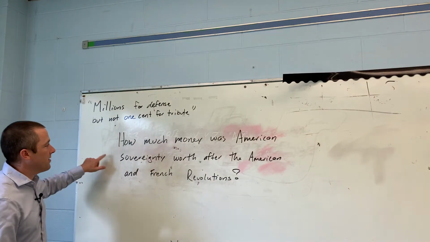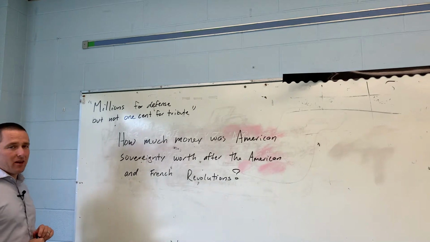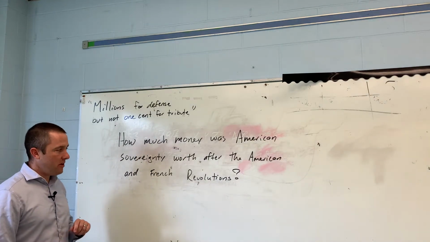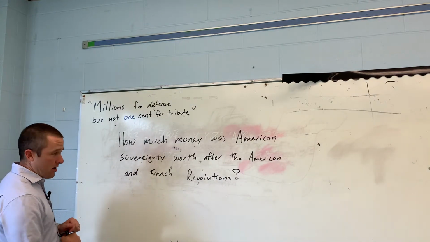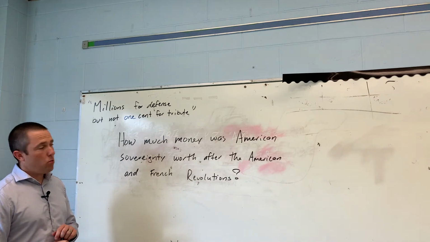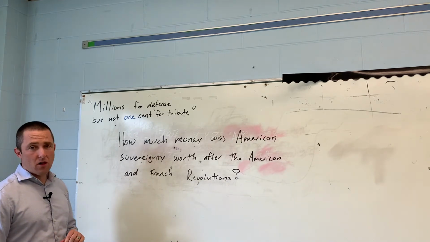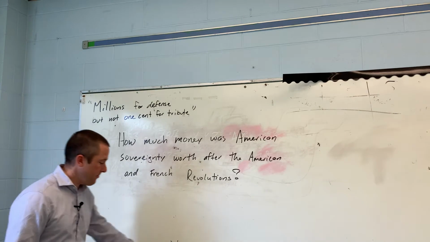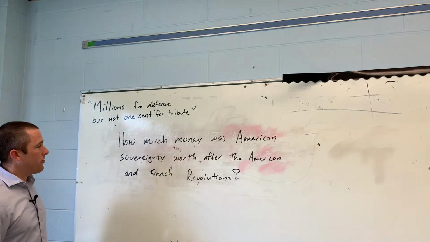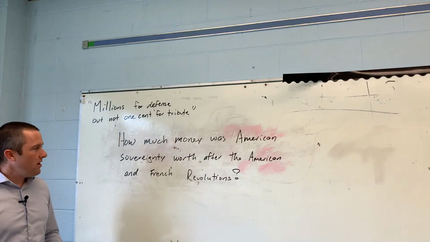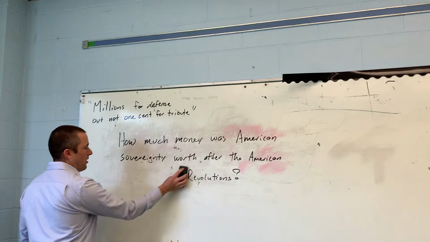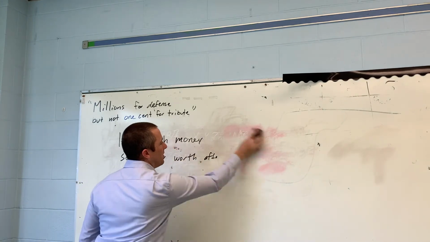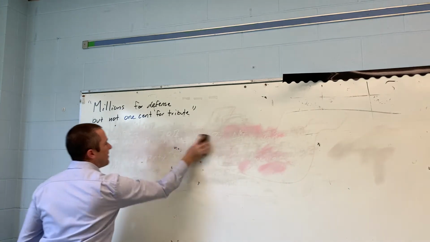Today we're asking the question, how much money was American sovereignty worth after the American and French revolutions? And we're looking at it in terms of real dollars because it's actually going to be tested. So as I erase our guiding question, be thinking about, what does that even mean? Like, what does it mean to put a dollar amount on something like sovereignty?